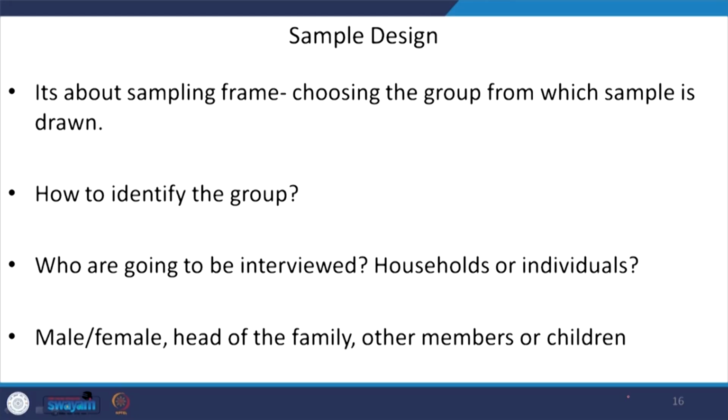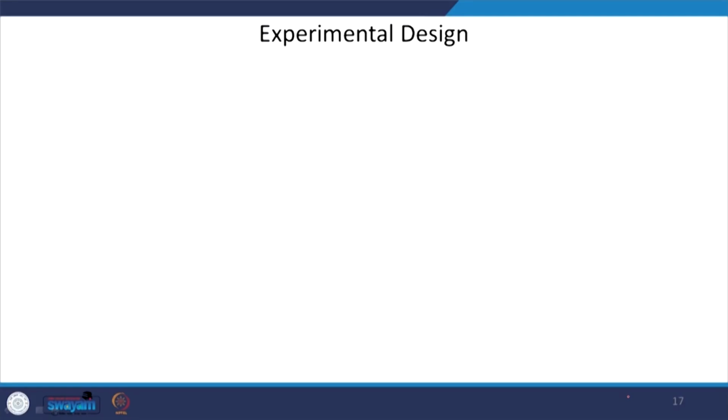So, some of the other questions are whether you are going to interview only the male persons or female persons, or only the head of the family, or other members like children. So, it depends upon your focus area and the environmental attributes that are highlighted. So, the next step is experimental design.